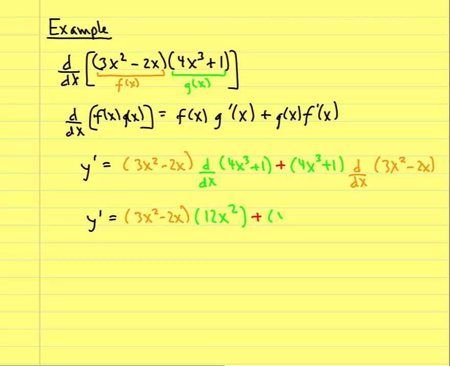Okay, plus the first function times the derivative of the second function. So the 3 is already there. I bring the 2 down. 3 times 2 is 6. I decrease the exponent by 1. The 2 goes down to 1. Now over here, I have the derivative of a negative 2x is just a negative 2.